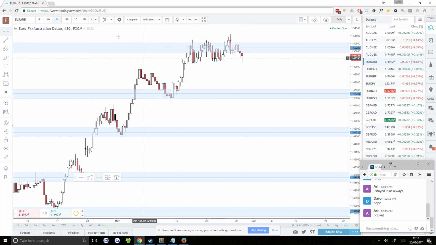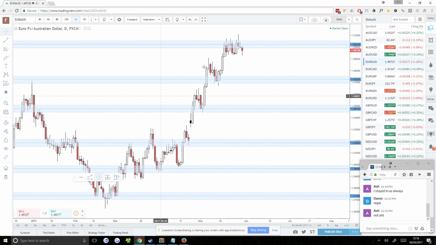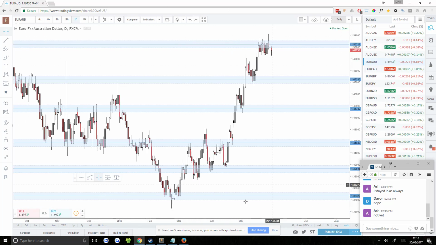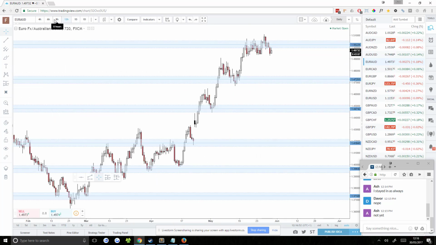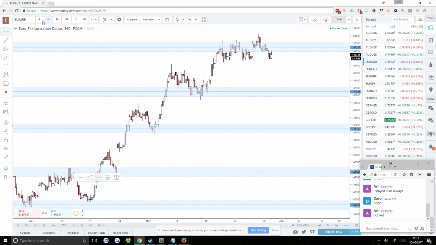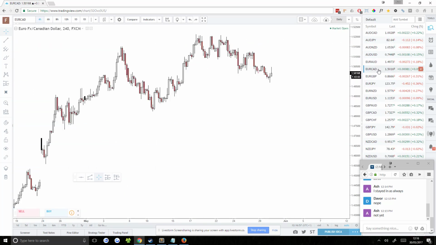All right, anyway, Euro AUD, what's going on with Euro AUD? It's stalling up here at resistance. Very strong bullish move. Euro has been trending, but it's stalling up here on resistance. But I don't know. There's nothing I would really want to trade here, to be completely honest with you.